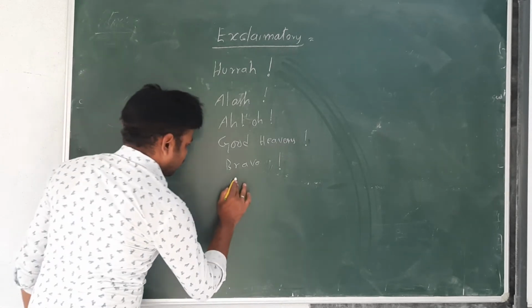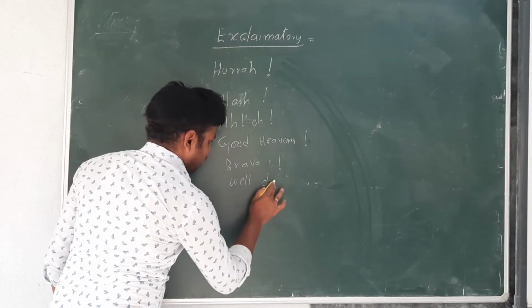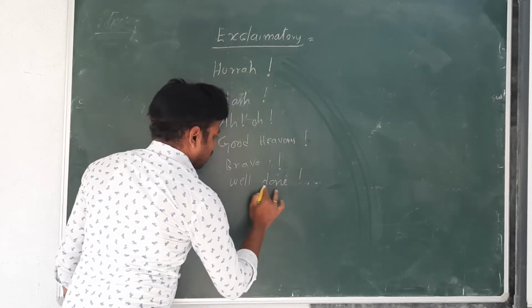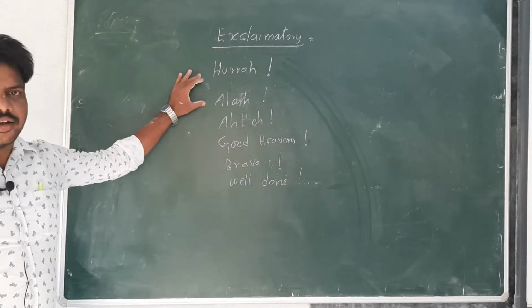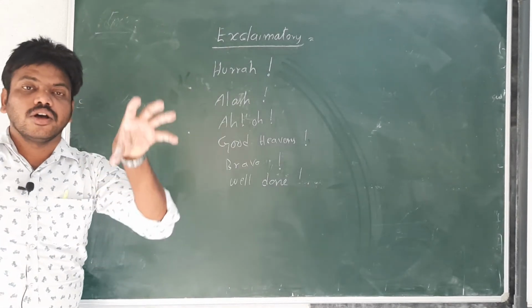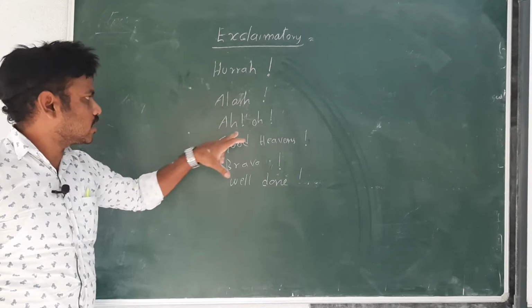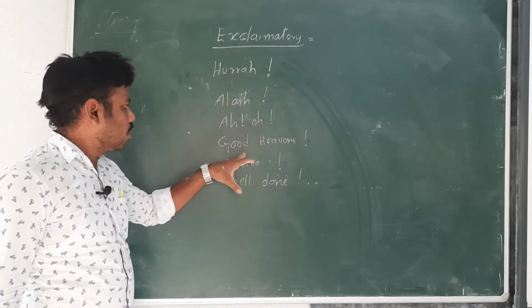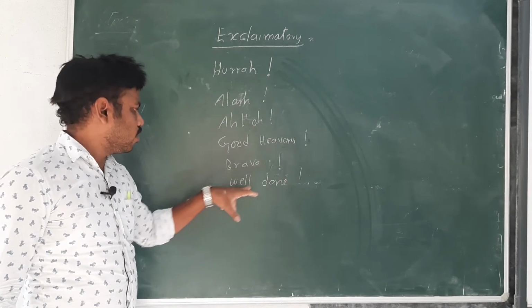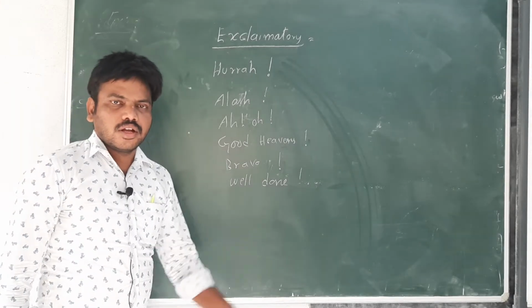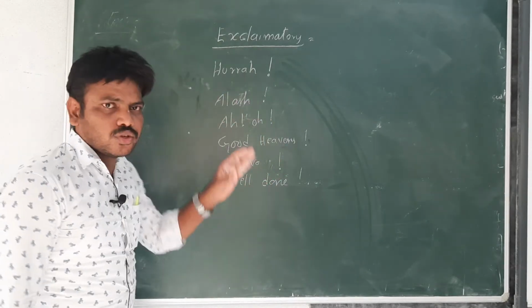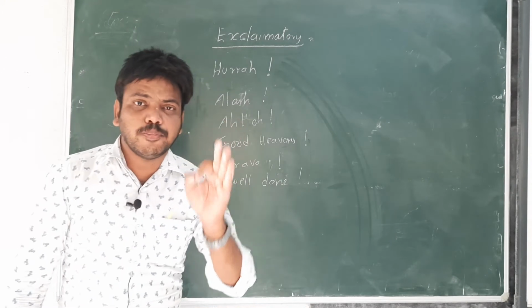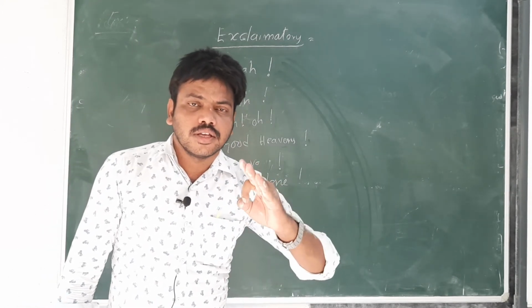Well done. These are exclamatory sentence marks: hooray, alas, ha or ho, good heavens, bravo, well done. These words we use in exclamatory sentences, depending upon the sentence.